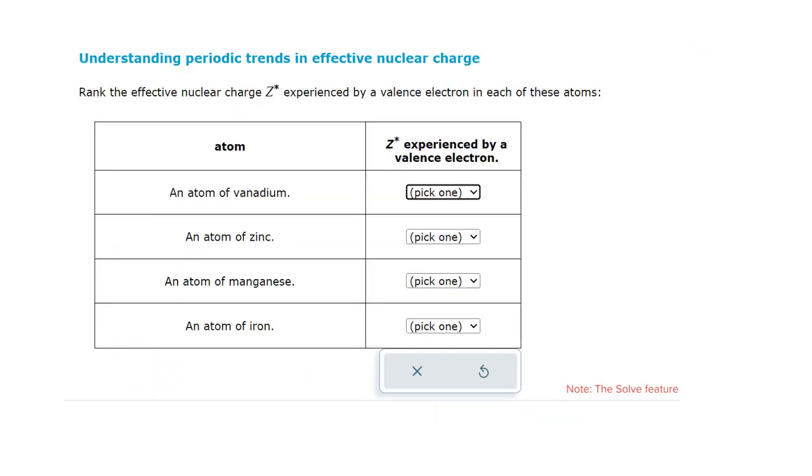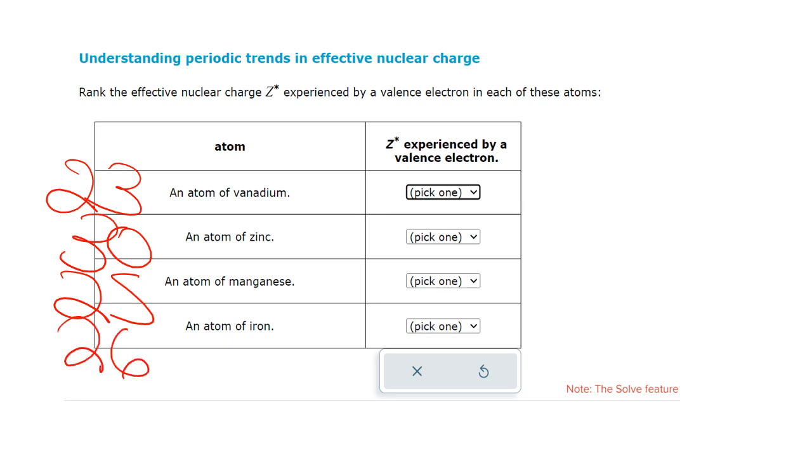Now we got more of them. I guarantee you these are in the same period. Again, periods go across the periodic table. And so here we got zinc. Zinc is element 30. Vanadium is element 23. Manganese is element 25. And iron is element 26.